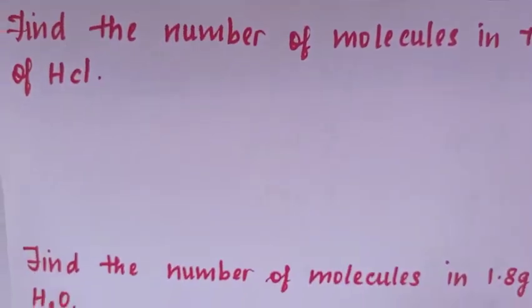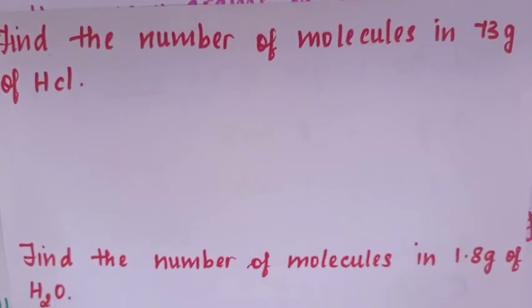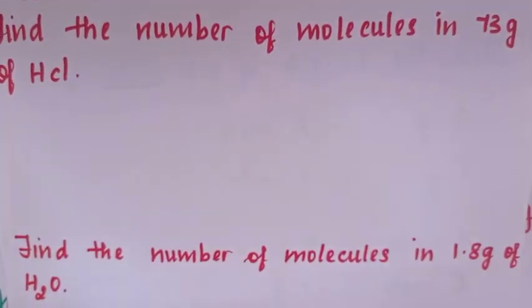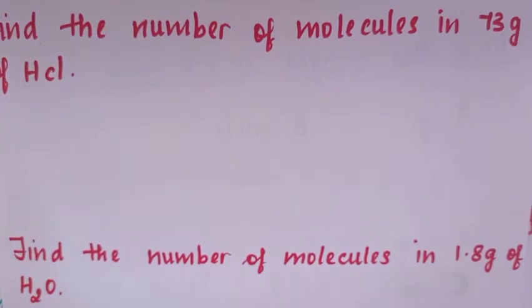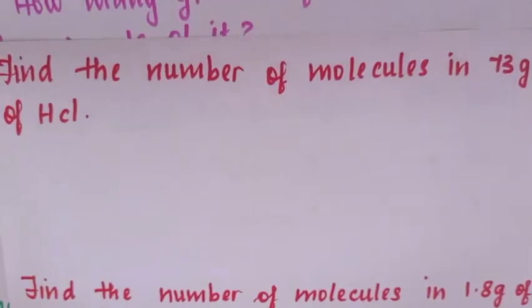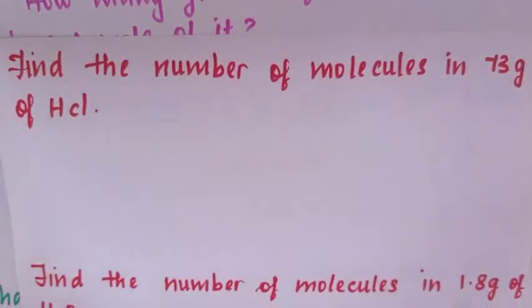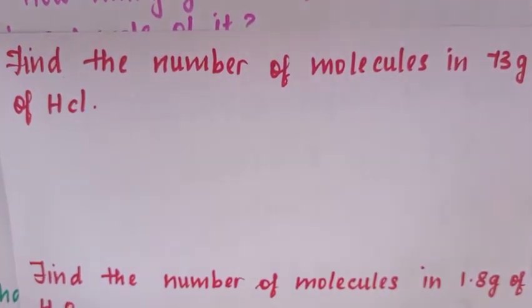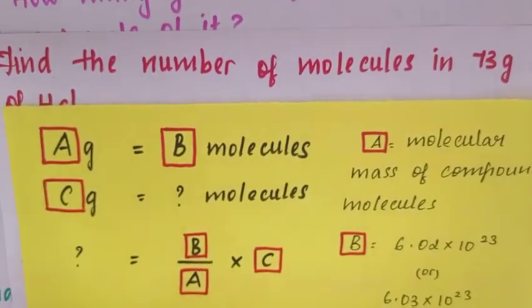Okay. So now see another question. This is based on a different concept. We should find the number of moles in 73 gram of HCl. That is the question. Here I will teach you a small trick. Okay. Now see this trick.